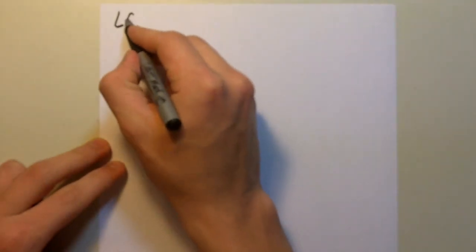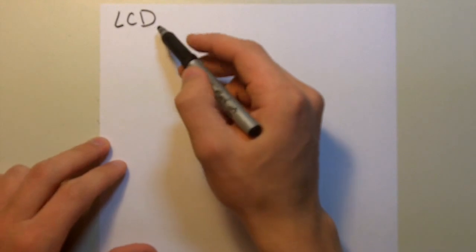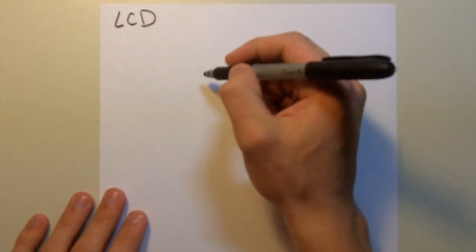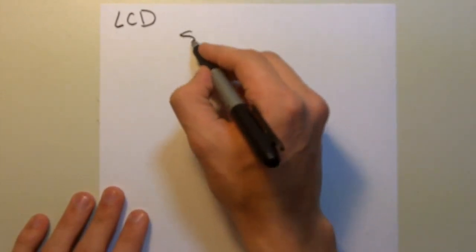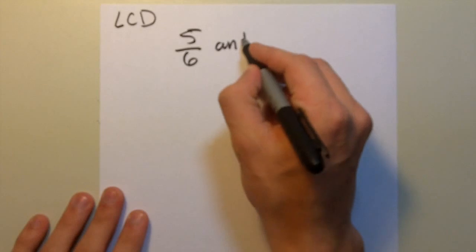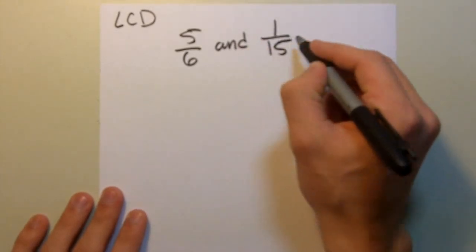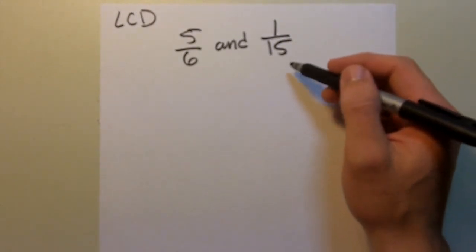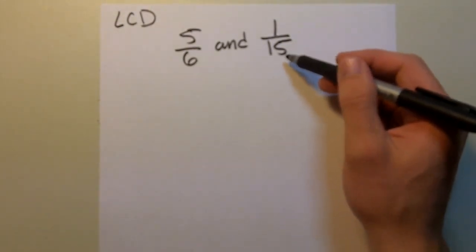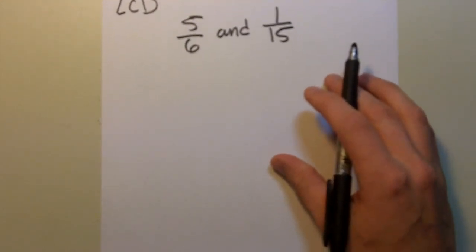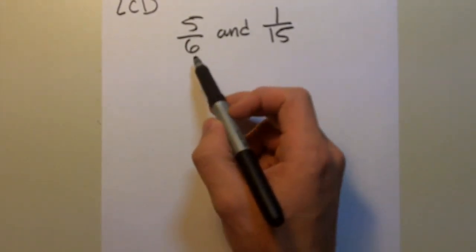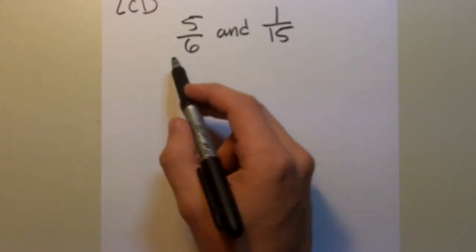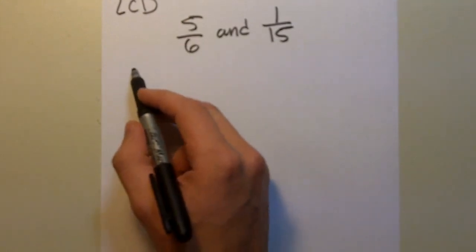Alright, so the LCD, the least common denominator, is a skill we need in order to add and subtract fractions with different denominators. So if we take the fraction 5 over 6 and the fraction 1 over 15, we need to find the smallest whole number that is exactly divisible by each of the denominators of the fractions. So what that means is that we need to break down the denominators so that they're the product of the prime factors. And we know that product is just multiplication.